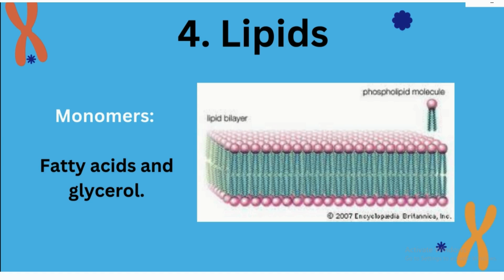The example is shown in the cell membrane of the cell structure. For example, the cell membrane consists of two layers, a lipid bilayer, with head and tail regions, and it makes the phospholipid molecule of the cell membrane. So it means that the monomer of the lipid is the fatty acid.